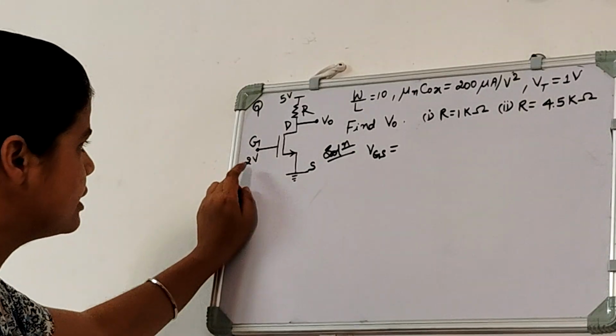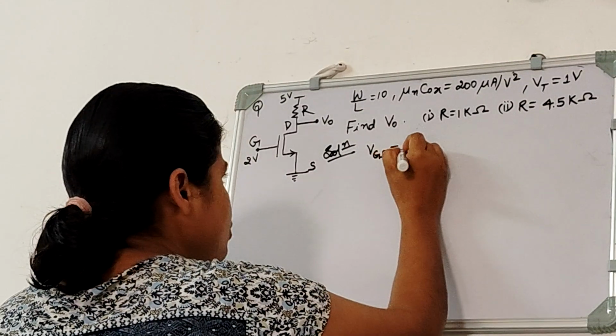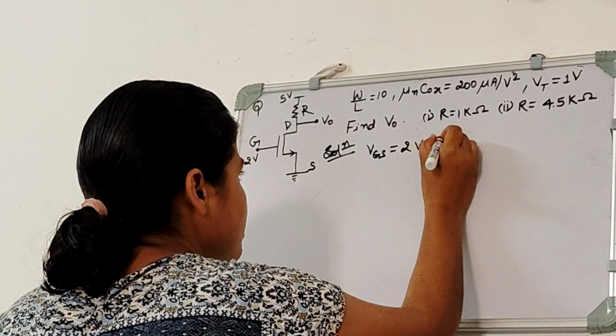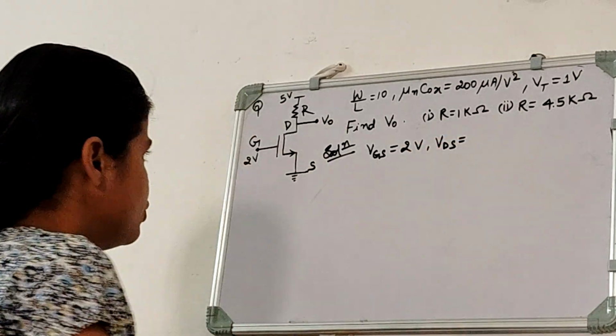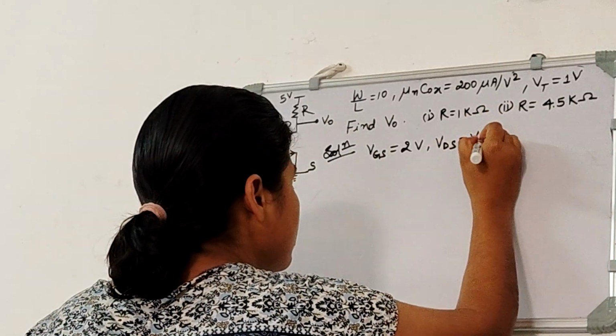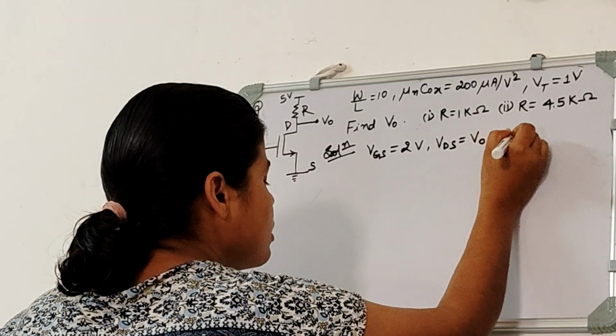VGS here we can clearly see is 2 minus 0 volt. So VGS equals 2 volt. And what will be our VDS? VDS equals V0 minus 0 volt, so it will be V0. And our VT is given as 1 volt.